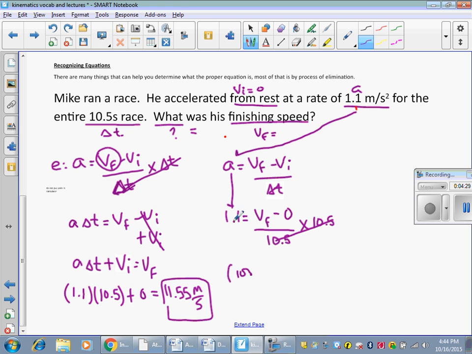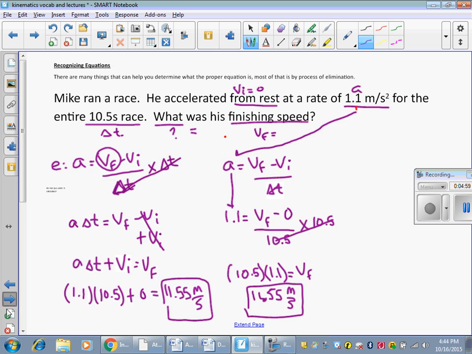10.5 times 1.1 equals, and remember, we're not going to write that in the calculator, right? So V final. Okay, so this is equal to 11.55, and it's velocity, meters per second. You see how I get the same answer? I do the same amount of work, but if you're comfortable moving around numbers, that's fine, okay?